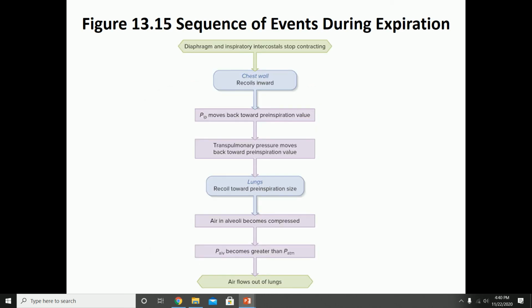Now, what about the sequence of events during expiration? First off, the diaphragm and the external intercostals have to relax, and then there's the elastic recoil. Moving on to expiration, the diaphragm and the external intercostals relax, and more importantly, there's also the elastic recoil of the alveoli that increases the intra-alveolar pressure above the atmospheric pressure. That's going to push air towards the atmosphere, so push air out of the lungs.